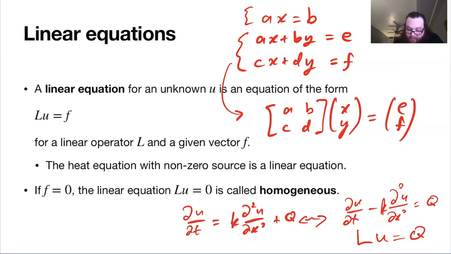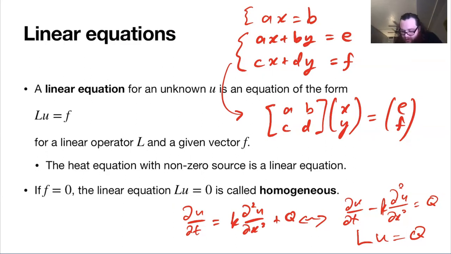So if this vector f turns out to be 0, and then we're solving the linear equation Lu is equal to 0, those are special enough that we call them homogeneous. But that's a special case of a general linear equation.